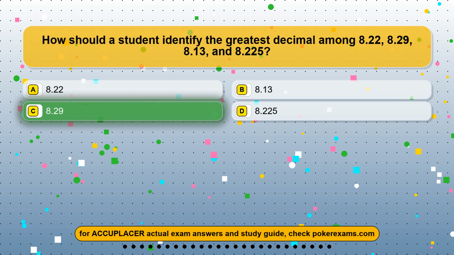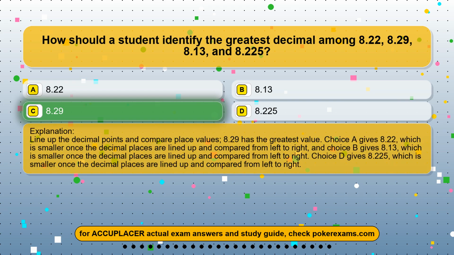The correct answer is Option C, 8.29. Line up the decimal points and compare place values. 8.29 has the greatest value. Choice A gives 8.22, which is smaller once the decimal places are lined up and compared from left to right, and choice B gives 8.13, which is smaller once the decimal places are lined up and compared. Choice D gives 8.225, which is smaller once the decimal places are lined up and compared from left to right.